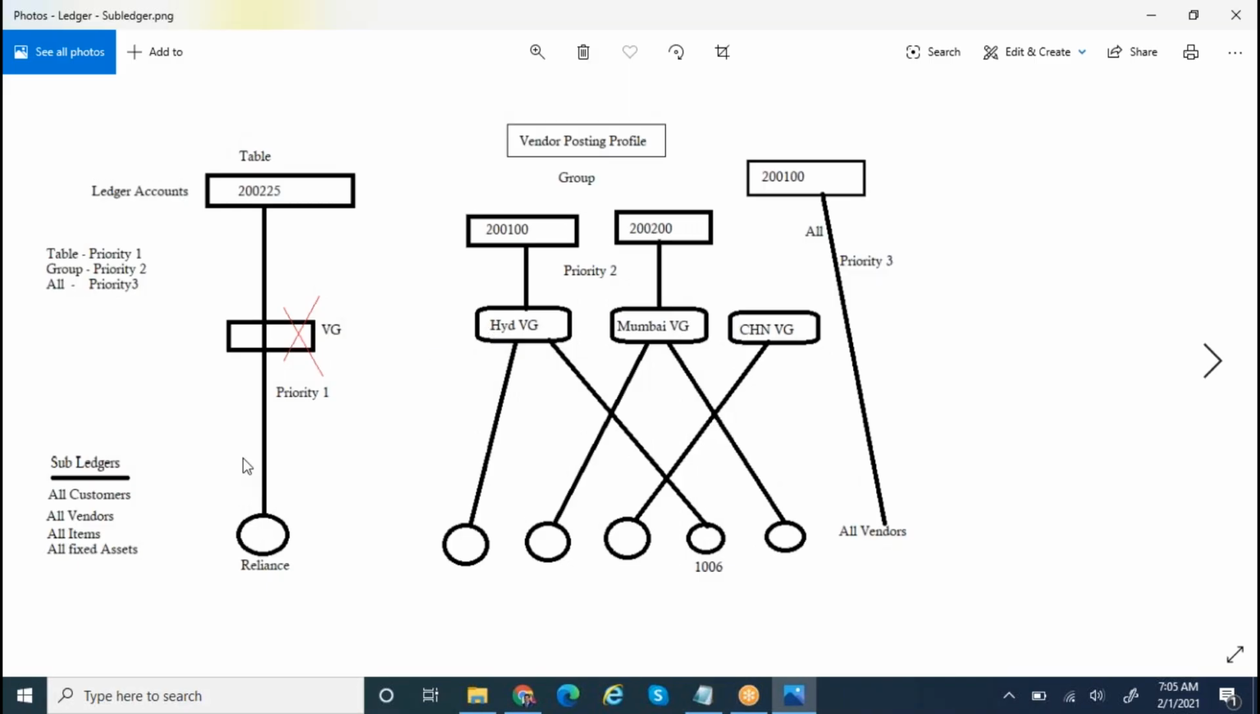Okay. So always the priority is first one, table. If table level mapping is there, it will post to the table level. If table level is missing, then it will go for group level. If group level mapping does not exist in a ledger account, then it will go to the all postings. This we have learned. Anyone has any doubts before going to proceed? Any challenges? Okay, I hope nothing. Fine.